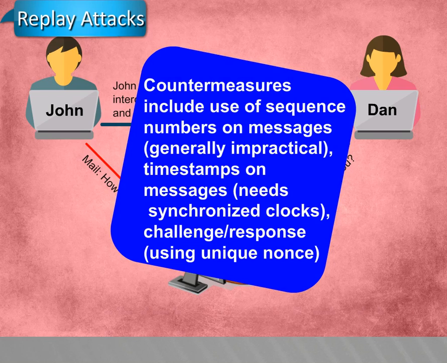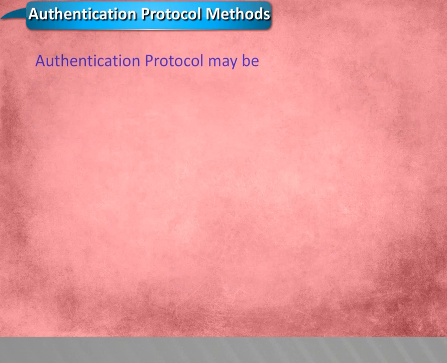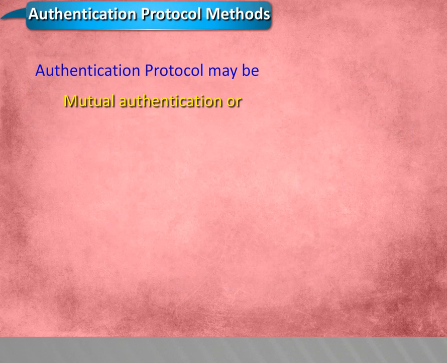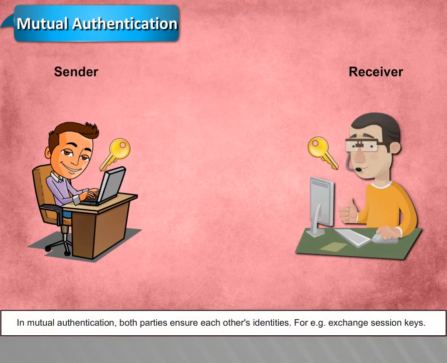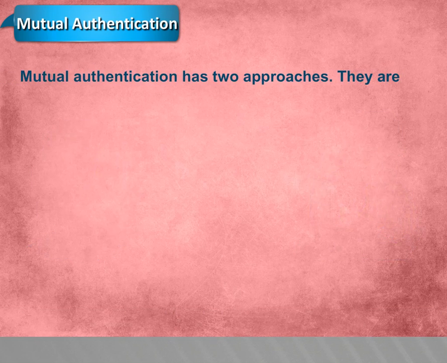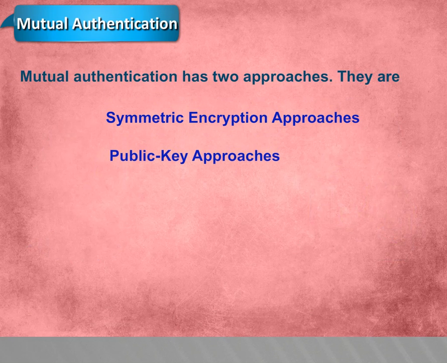Countermeasures include use of sequence numbers on messages, which is generally impractical, timestamps on messages, which need synchronized clocks, and challenge or response using a unique nonce. Authentication protocol methods. Authentication protocol may be mutual authentication or one-way authentication. Mutual authentication. In mutual authentication, both parties ensure each other's identities, for example, to exchange session keys. Mutual authentication has two approaches. They are symmetric encryption approaches and public key approaches.